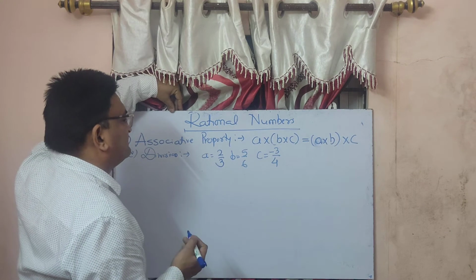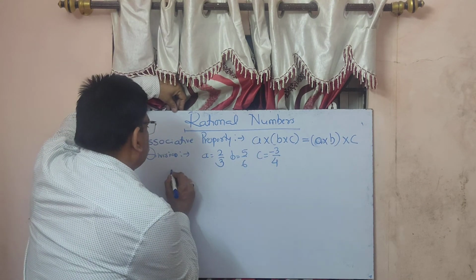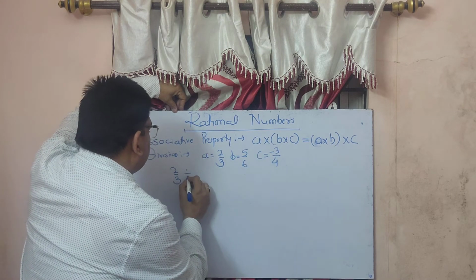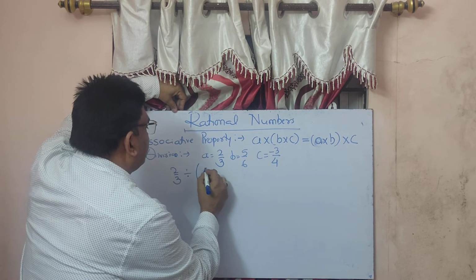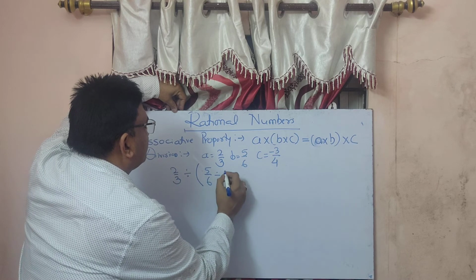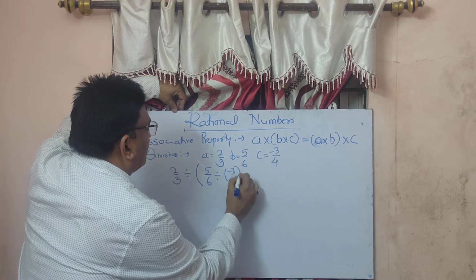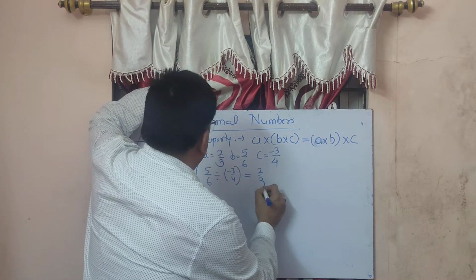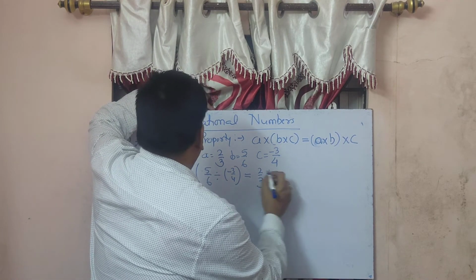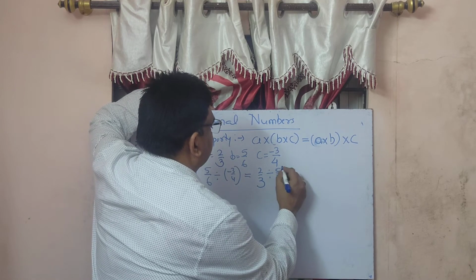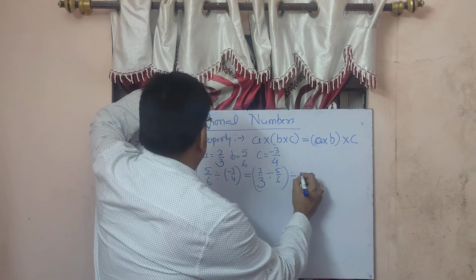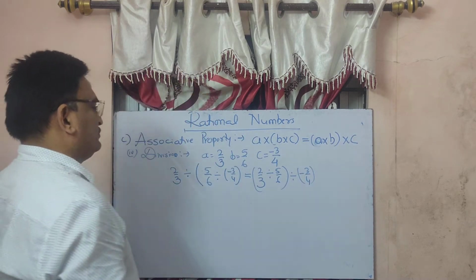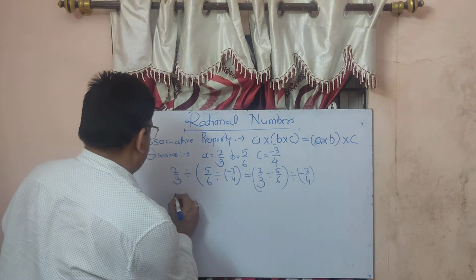Okay, now let us see. In place of A, write 2 upon 3. In place of multiplication, write division 5 upon 6. Again division, minus 3 upon 4. So it is equal to 2 upon 3 division 5 upon 6 division minus 3 upon 4. Now let us solve it.